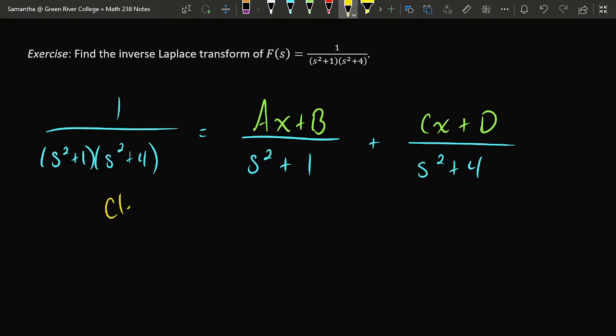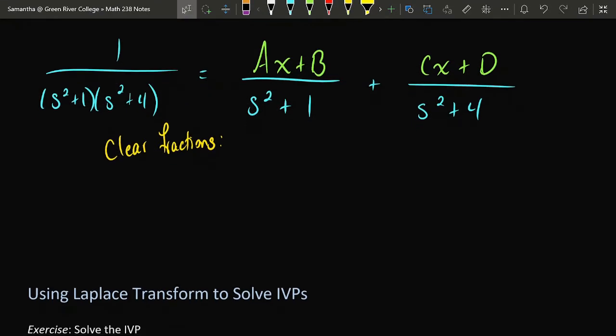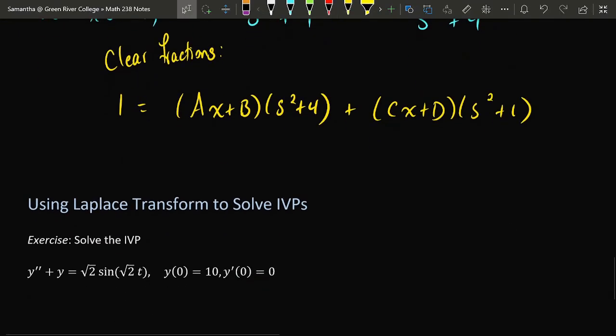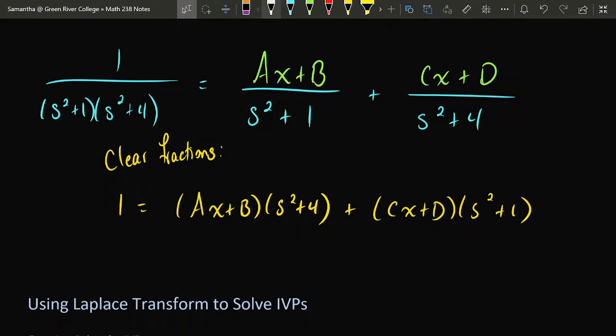When I clear those fractions by multiplying through by the least common denominator, I get 1 on the left side, the quantity as plus b times the quantity s squared plus 4 in the second position, and the quantity cs plus d times the quantity s squared plus 1 in the third position. And that's a big whoopsie on my part. These should really be s's, since that's the variable in this expression.